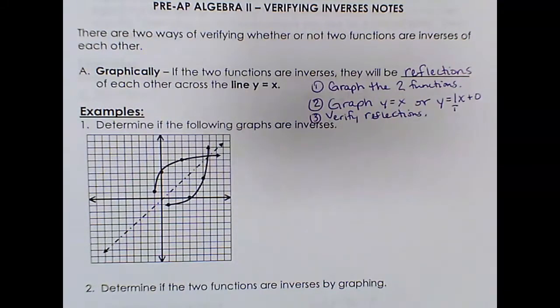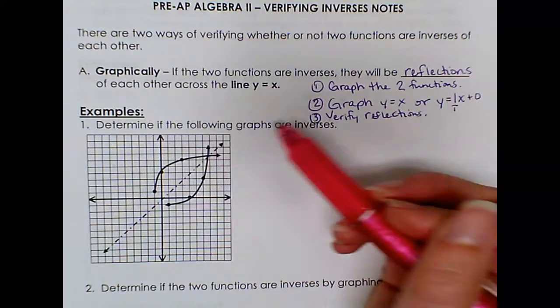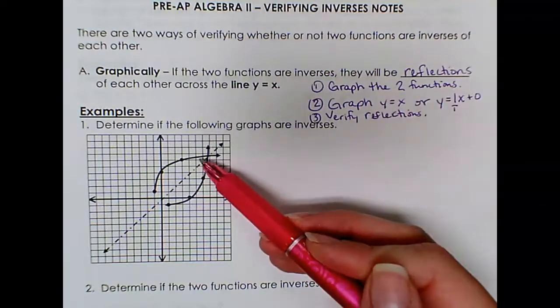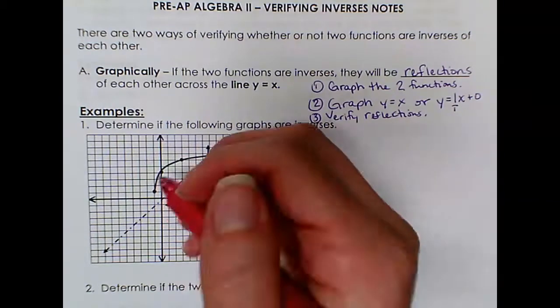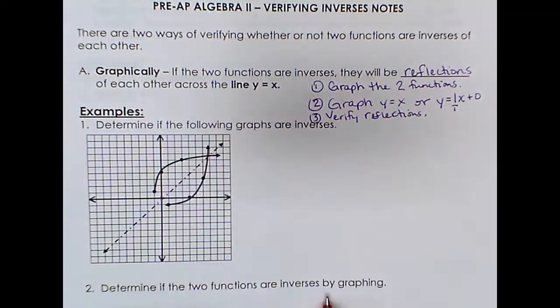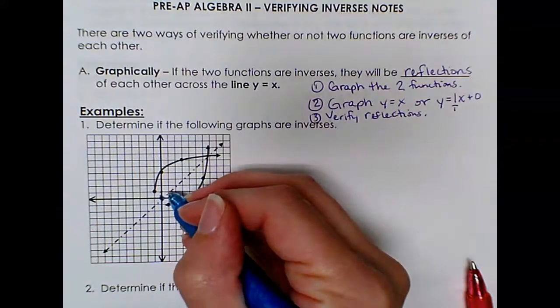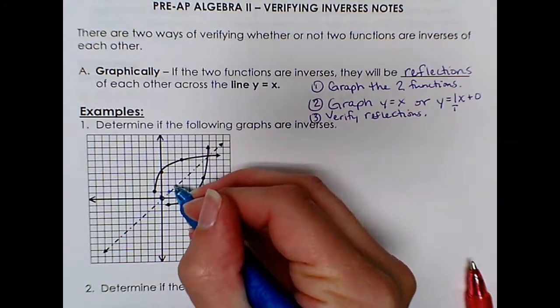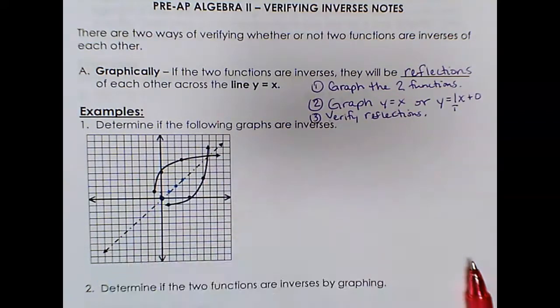In example 1, I'm asked to determine if the following graphs are inverses of each other. We have this graph and we have this graph. They're already graphed for us, so in order to graph the two functions, I don't have to do anything. Step 2, graph the line y equals x, or y equals 1 over 1x plus 0. I'll use blue. We have a y-intercept of 0, and I go up 1 over 1, back on my line. Up 1 over 1, back on my line. Up 1 over 1, back on my line. This dashed line right here is the linear parent function, y equals x. It's already there for us.